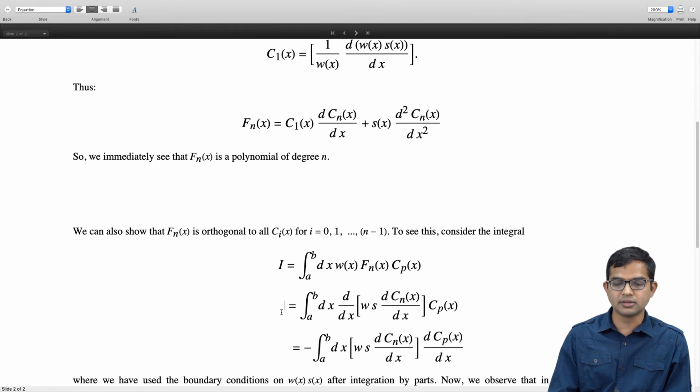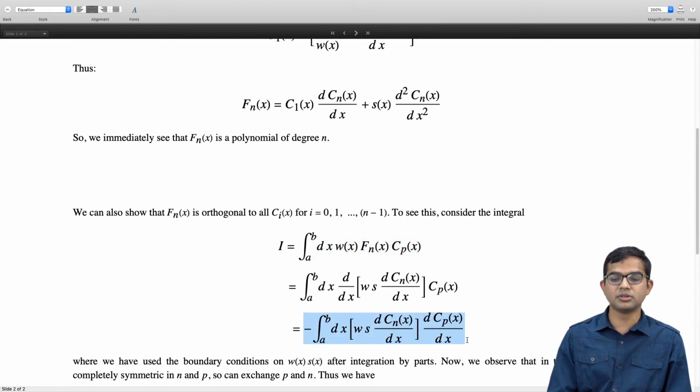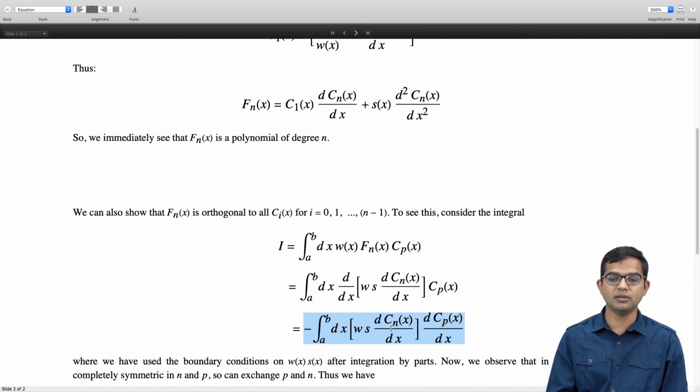So if you look at this, if you observe this integral on the right hand side carefully, you see that this is now symmetric in n and p. Although in the integral that we started with, you get an fn and you get a Cp, we have managed to show that this must be equal to this integral, where if I exchange n and p, I get back the same integral, right?